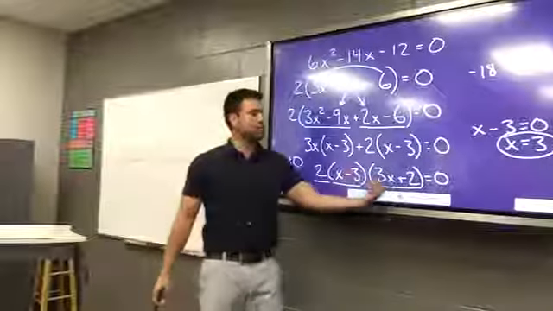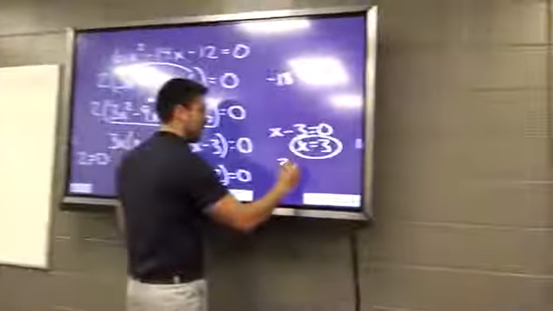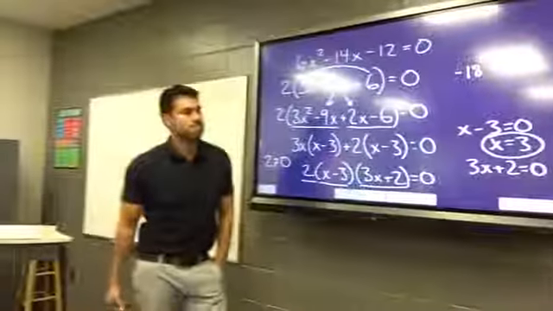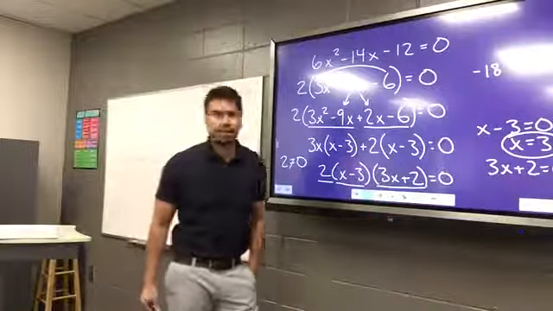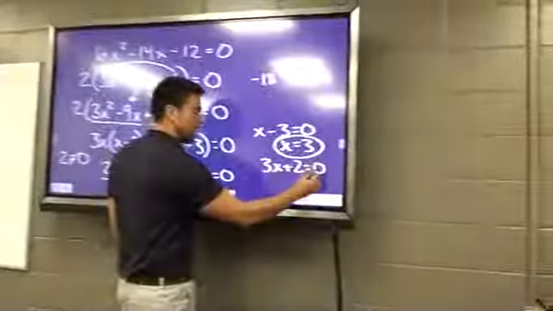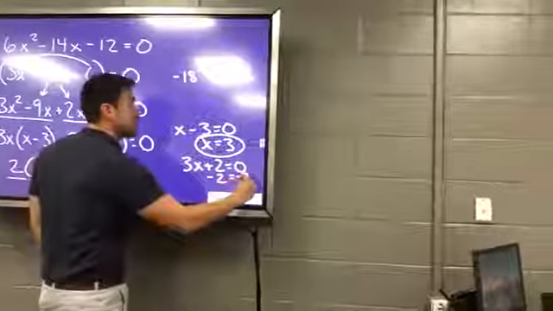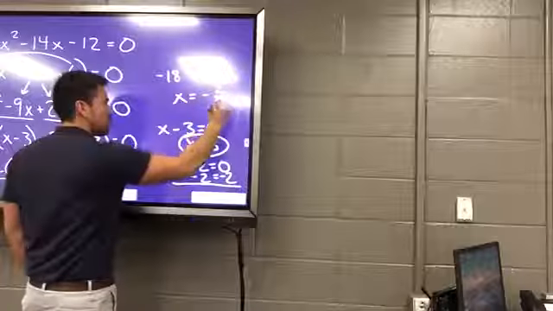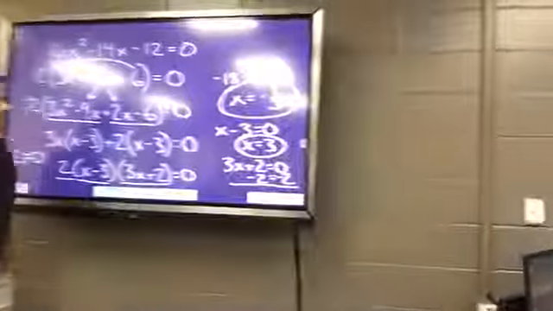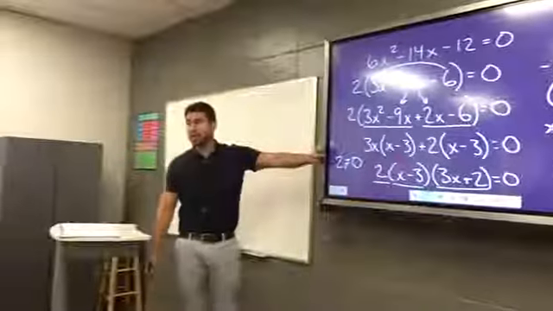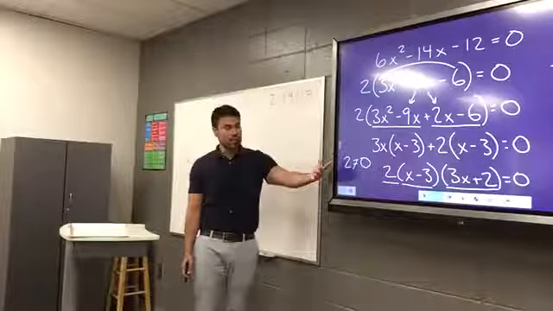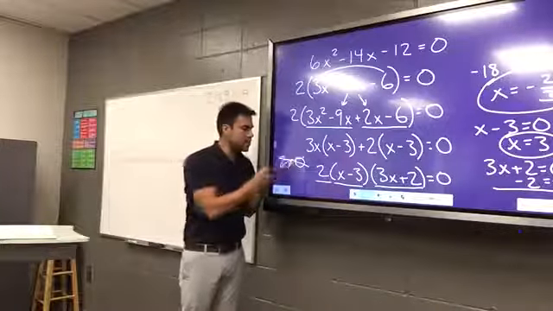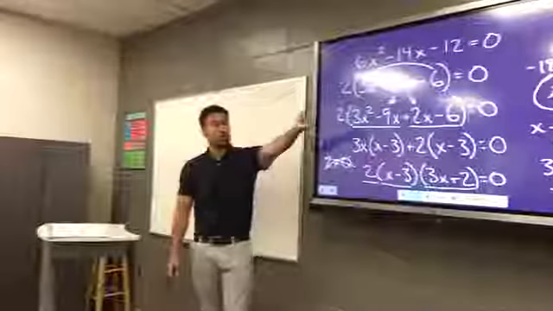Can you get a solution from this one? Well, 3x plus 2 equals 0. So how do you solve for x? You subtract 2 from both sides. Then you divide by 3. And you end up with x equals negative 2/3. This one, if it were a variable, would have given you an answer, but it just gives me this weird 2 equals 0. That's not a solution. You don't use it. So you only use those 2.